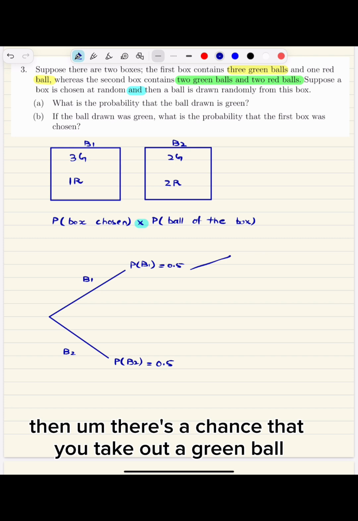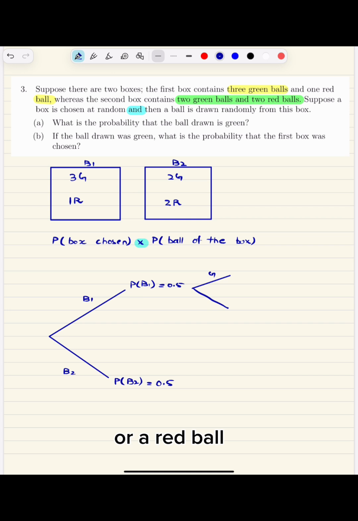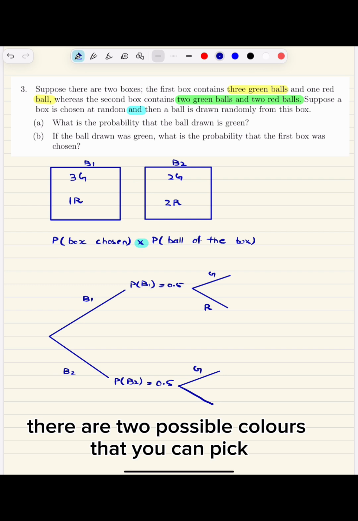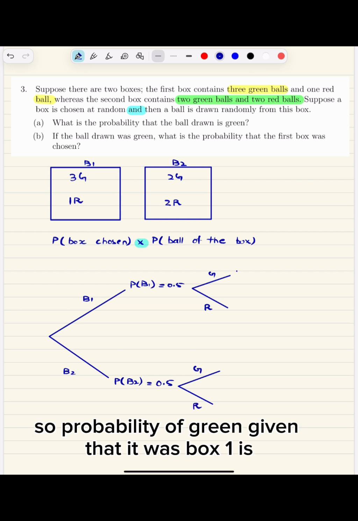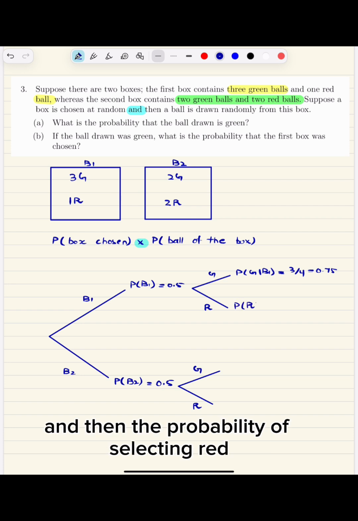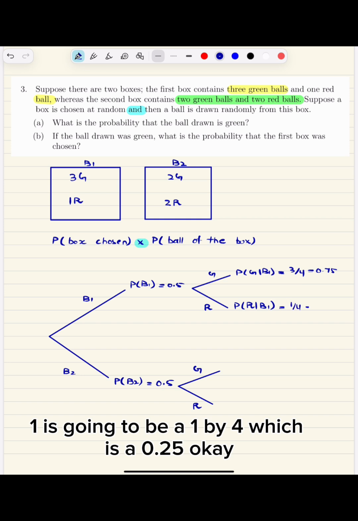Okay, then there's a chance that you take out a green ball or a red ball. So after you've selected a box, there are 2 possible colors that you can pick. So the probability of green, given that it was box 1, is, there are a total of 4 balls, right? And there are 3 green, so it's going to be 3 by 4, which is 0.75. And then the probability of selecting red, if you've chosen box 1, is going to be 1 by 4, which is 0.25.